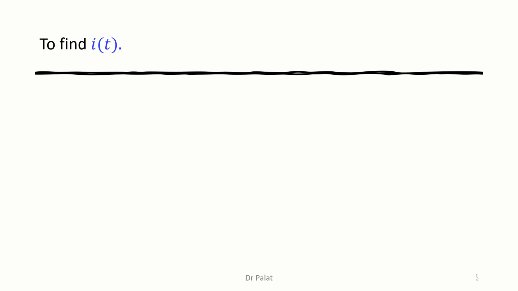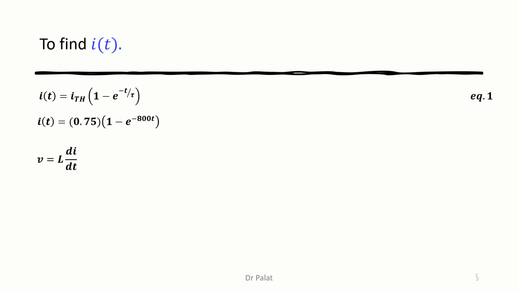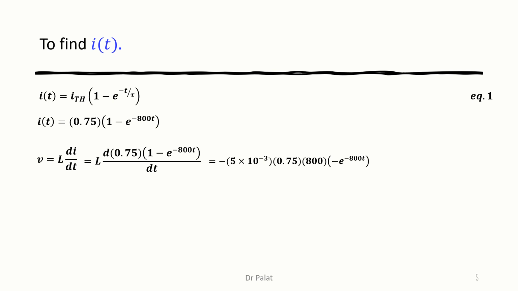Now to find the current across the inductor, go back to equation 1, substitute all the values, and find the current across the inductor. To find the voltage across the inductor, you can use V equals L di by dt. Differentiate the equation above and you get this. Now you substitute all the values and you get this. So that is your voltage across the inductor.